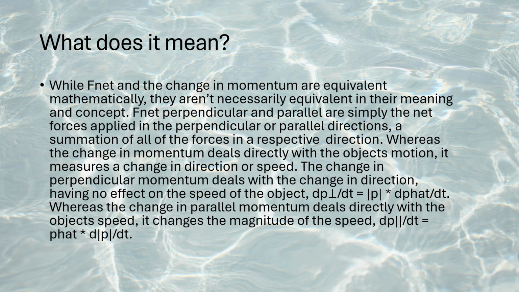The change in perpendicular momentum deals with a change in direction, having no effect on the speed of the object. dp perpendicular over dt equals magnitude p times dp hat over dt, or the change in p hat over change in time. Whereas the change in parallel momentum deals directly with the object's speed. It changes the magnitude of the speed. dp parallel over dt equals p hat times the change in momentum over dt.